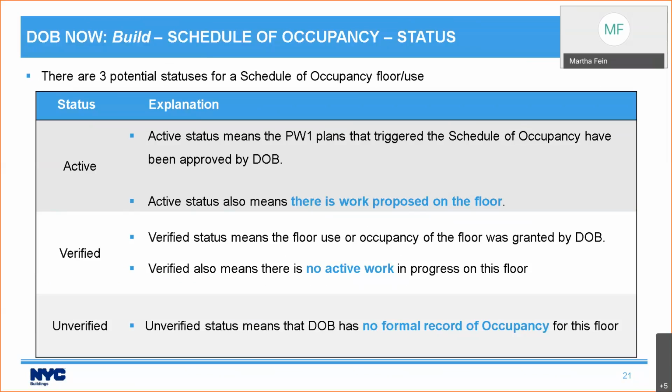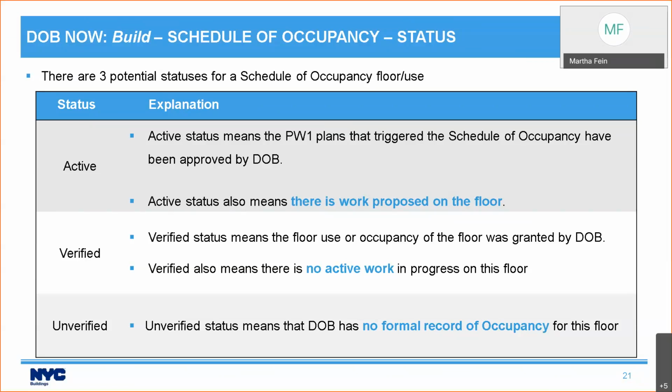So when you enter data into DOB Now Build, or when data comes into your schedule of occupancy request from the bin level schedule of occupancy, there's 3 statuses. Unverified is the simplest. Unverified simply means that DOB has no formal record of occupancy for this floor. When you enter a new floor use record, it's going to start out in unverified occupancy because DOB hasn't even looked at it yet. But you would also see this if, for example, you have a building that predates the need for a certificate of occupancy. So no one ever documented what's going on on that floor. You would still fill in the data, but it would be an unverified status.